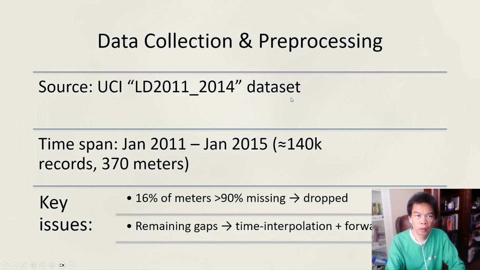So let's move on to the data collection and pre-processing. We use the dataset of 370 smart meters in Portugal, recorded at 15-minute intervals from 2011 to 2014. We drop meters with over 90% missing data, so it's around 16% of the meters. The data is aggregated and pre-processed by filling any remaining missing values, and this prepares it for input into deep learning models like LSTM and TFT.